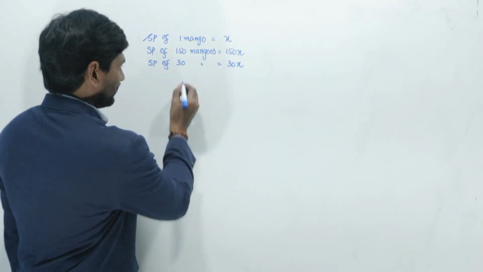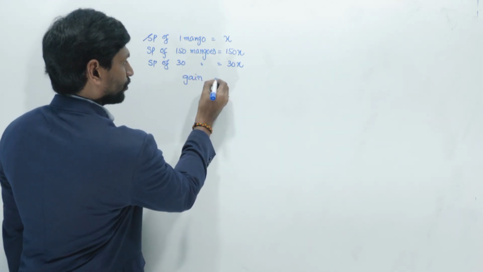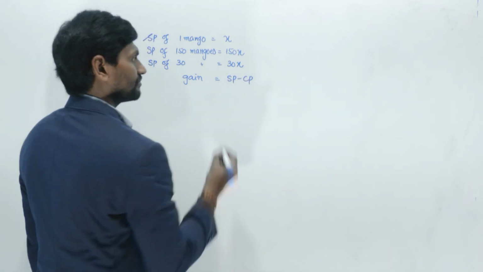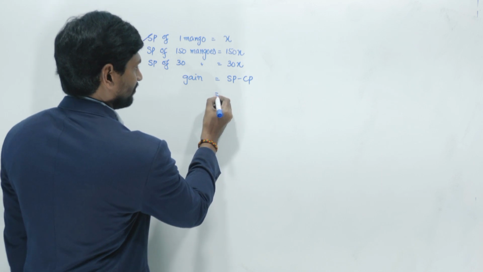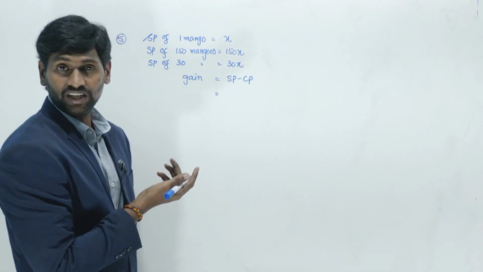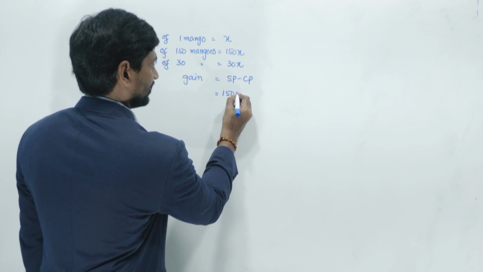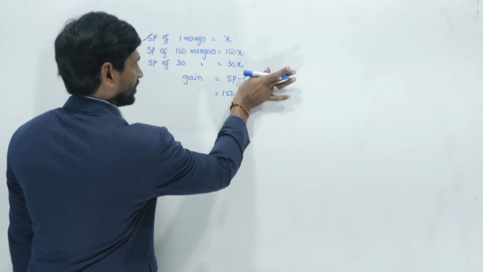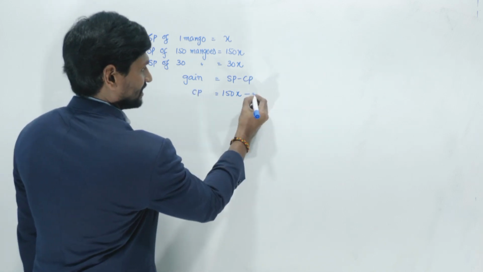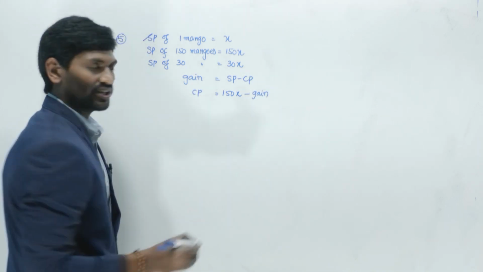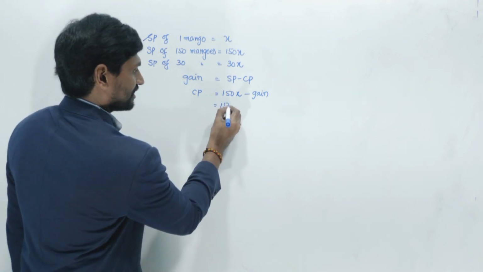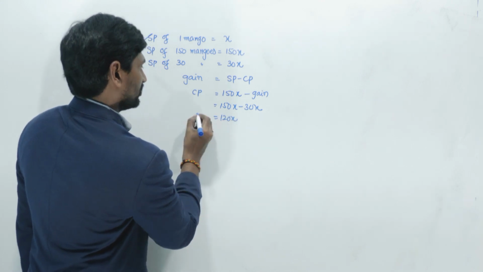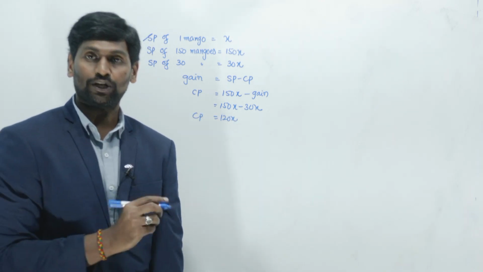He already got the gain, so let us find the gain. Gain or profit, both are the same. The formula is SP minus CP. The SP value is 150x. CP value we don't know. So bring this minus CP to this side, it becomes plus CP. Gain this side becomes minus gain. So 150x minus 30x is equal to 120x. So this is the cost price of 150 mangoes.